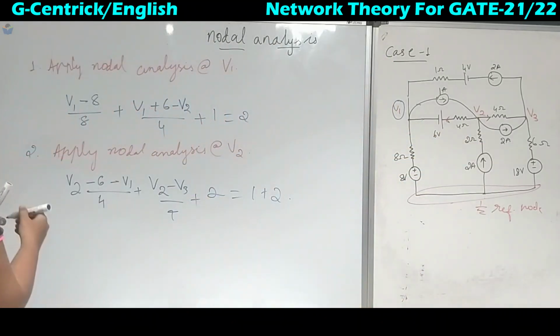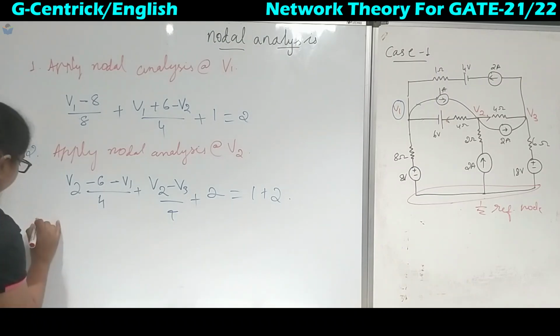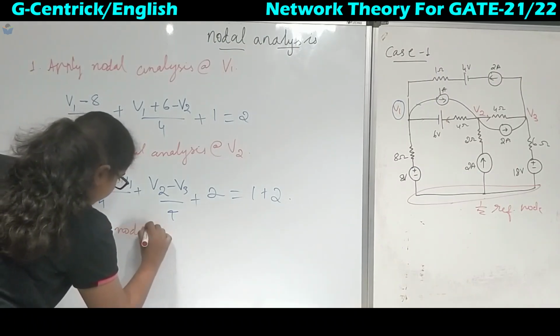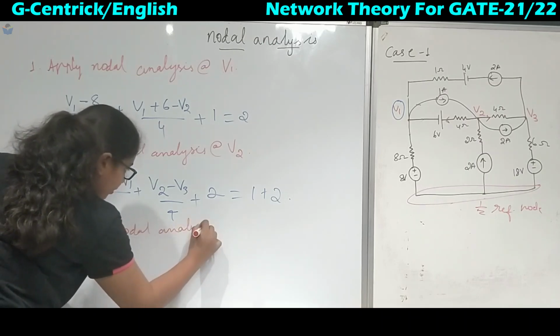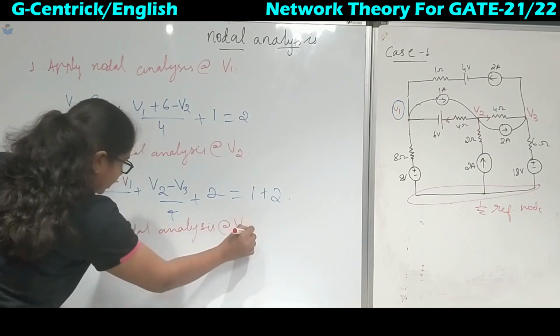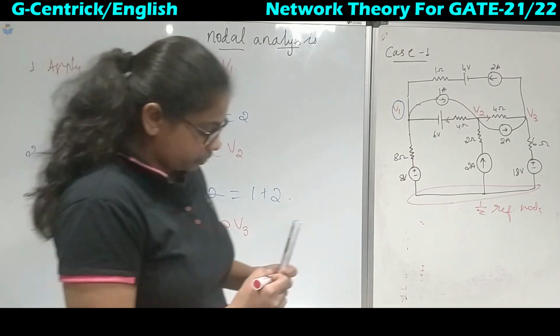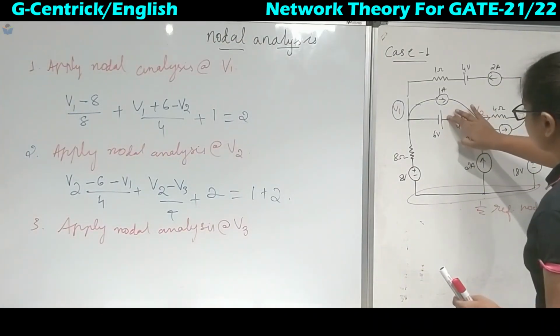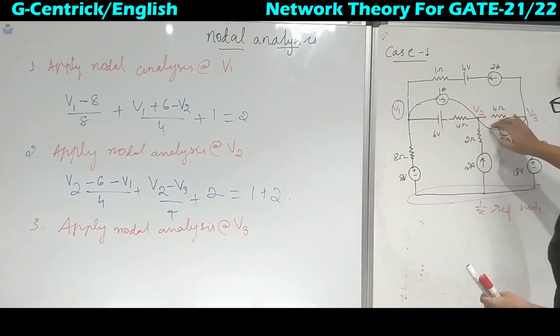Next, coming to V3, apply nodal analysis at node V3. Now again rub all the assumed directions of current.